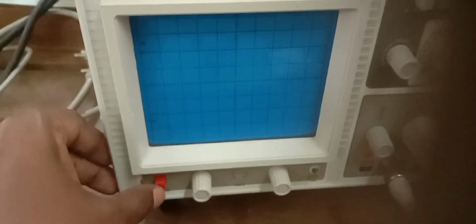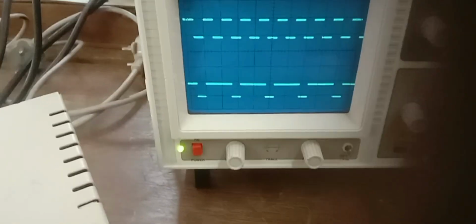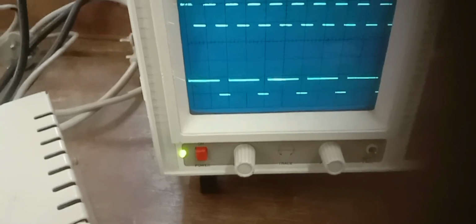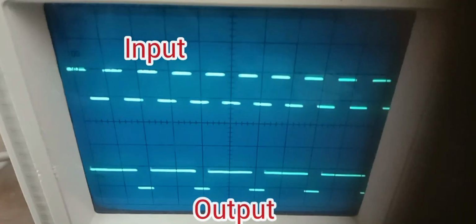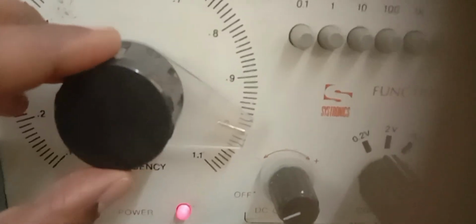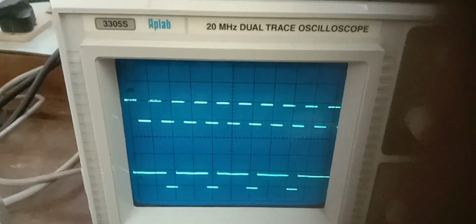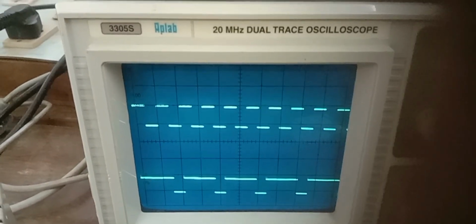If proper voltage and frequency is set and the connection is correct, then after switching on you are going to get the inputs and outputs in the CRO. Square wave is the input, and whatever you are seeing at the bottom, that is the output. For the proper output, you have to set 1 kilohertz frequency and the 2 volts knob in the function generator.